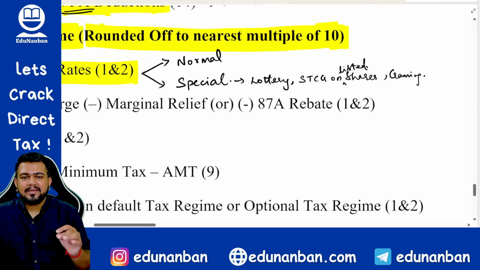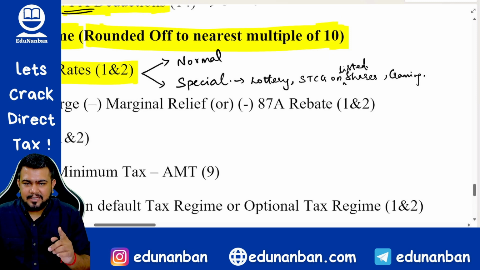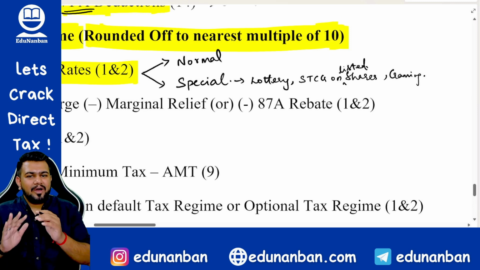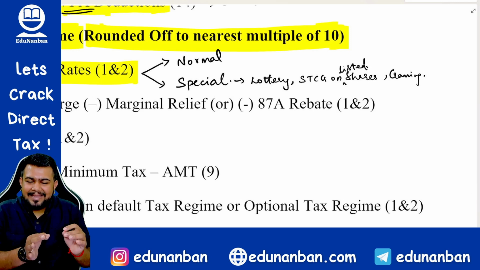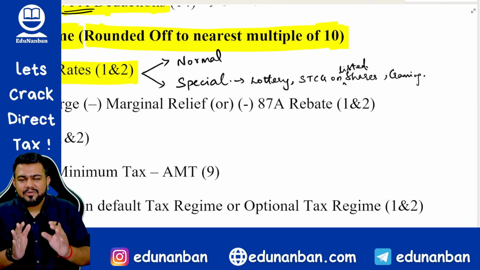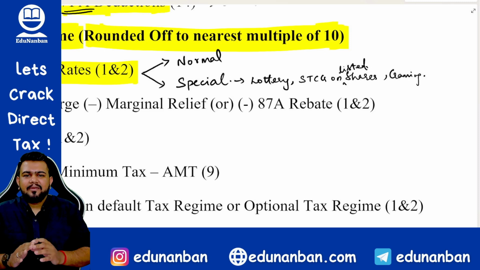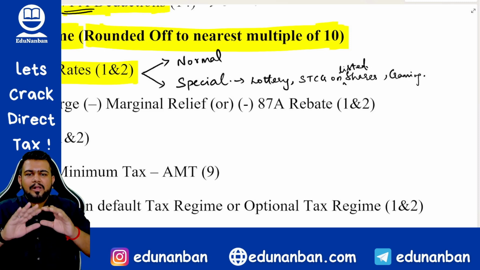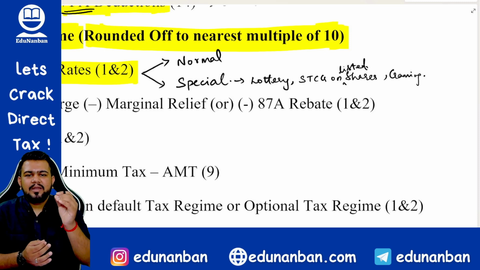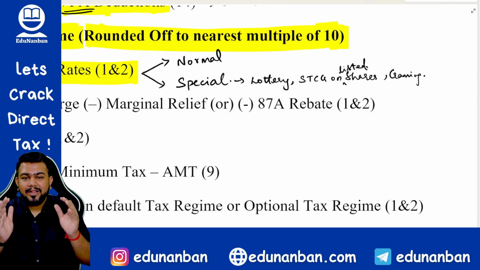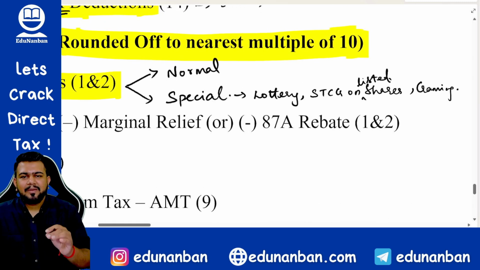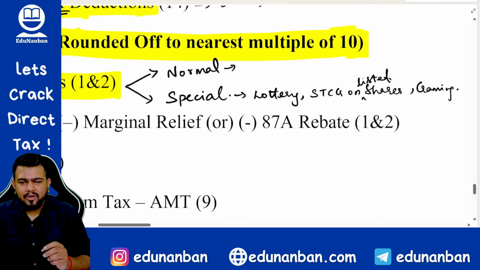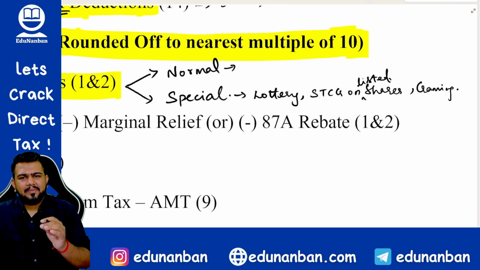So for special incomes, you have to apply the special tax rate. You should not mix those incomes with all other income. You have to specifically find out the tax for that income separately. Then what is not special income? All the remaining income is called normal income. For this normal income, you have to apply normal tax rate. Special income, special tax rate. Normal income, normal tax rate.